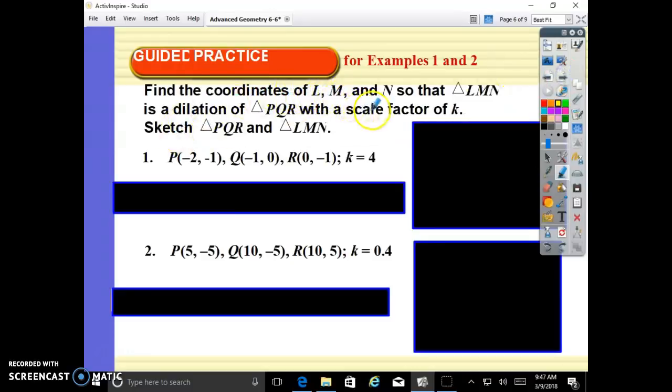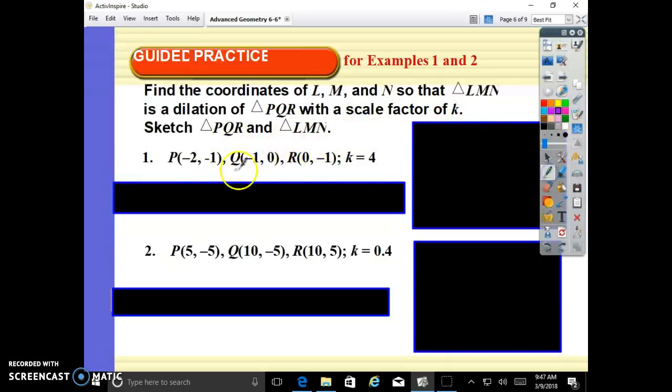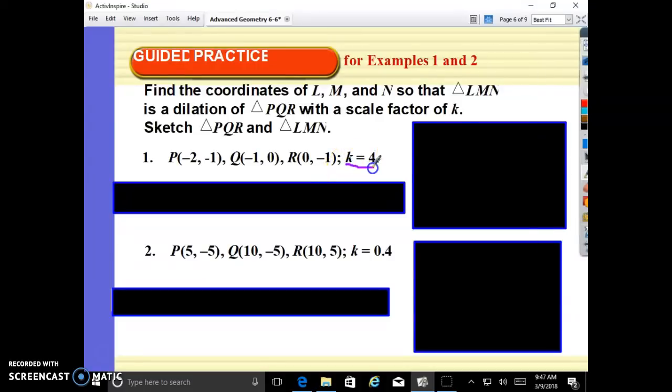Find the coordinates of L, M, and N so that triangle LMN is a dilation of triangle PQR with a scale factor of K. Sketch the two triangles. All right, so we have our PQR and our scale factor is 4. So now we need to find the coordinates of L, the coordinates of M, and the coordinates of N.